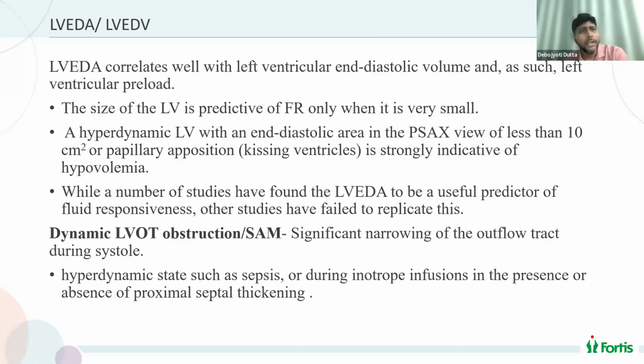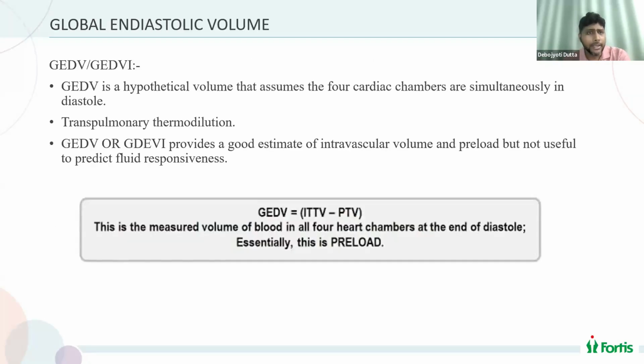Now coming to the LV end diastolic area, which also correlates with the LV end diastolic volume, which is the preload of the left ventricle. But again, it is a static measure. At extremes of its value, like if it is less than 10 square centimeters, or opposition of papillary muscles, like kissing ventricles, it can strongly say that the patient is hypovolemic and you can give fluid. But if it is more than that, we don't know whether my patient will be fluid responsive or not, or whether we need to take out the fluid or not. If grossly dilated, we know that we need to decongest the patient at that time. But the gray area is significant.